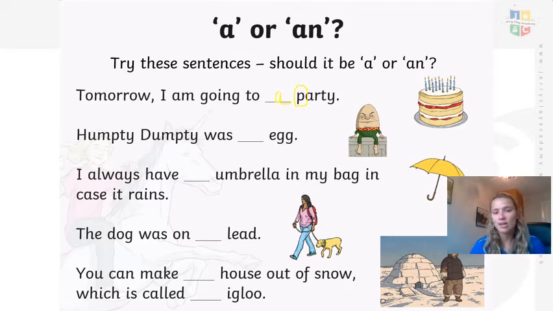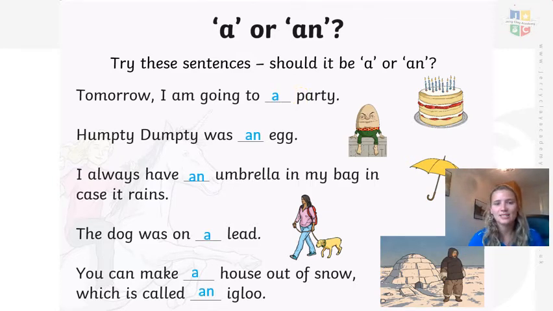So I'd now like you to have a go at writing the next sentences about Humpty Dumpty, about the rain, about the dog, and about the house. Sorry, that house, not the horse, the house, and it's an igloo. So I'd like you to see if you can write a or an correctly. Remembering, look at my example for the first one. If you need to, circle or underline the starting letter of the word following a or an, to see if it's a vowel or a consonant. Please have a go at doing that now, and then once you've had a go, press play and we'll see if you've got it correct.